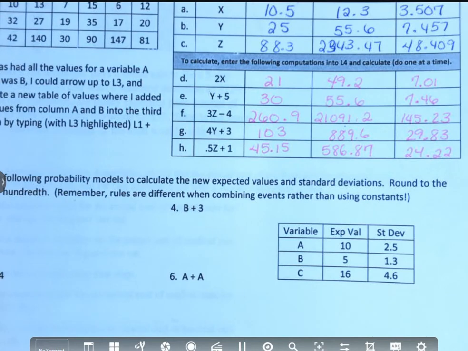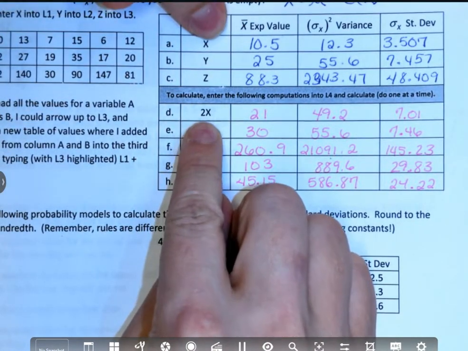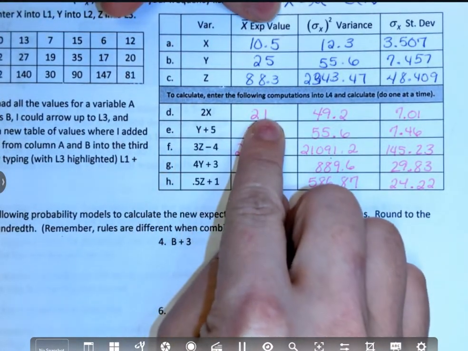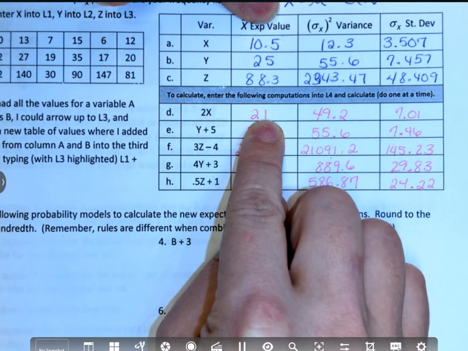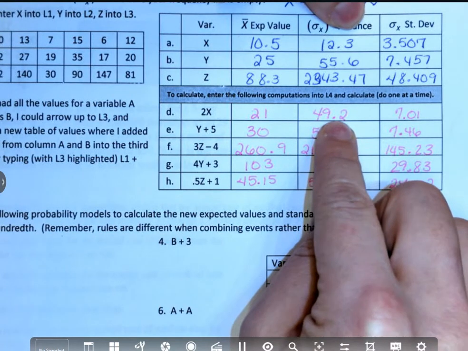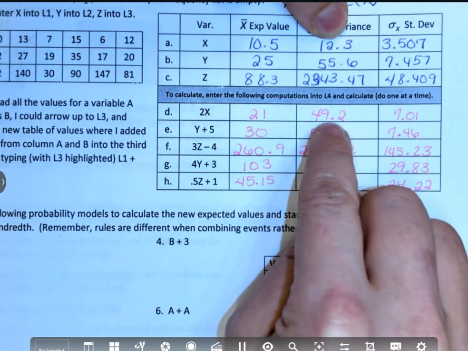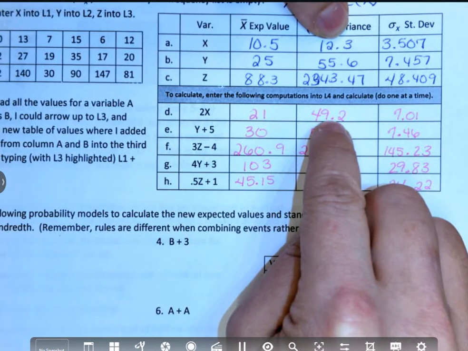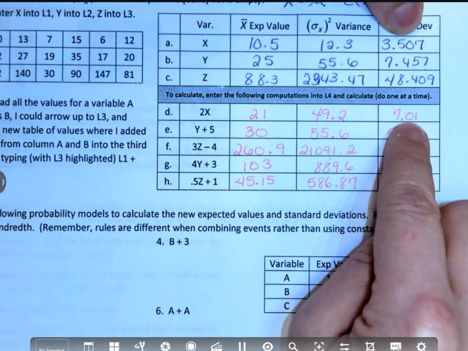Now, I want to point a few things out here. D was 2 times X. Was the mean 2 times the mean? Are you okay on that? See what I'm talking about? The mean was just twice the mean. Was the variance twice the variance? No, because 2 times this should have been 24.6. Wait a minute, 24.6. This is what times the variance? That's 4 times the variance. Is the standard deviation 2 times the standard deviation?